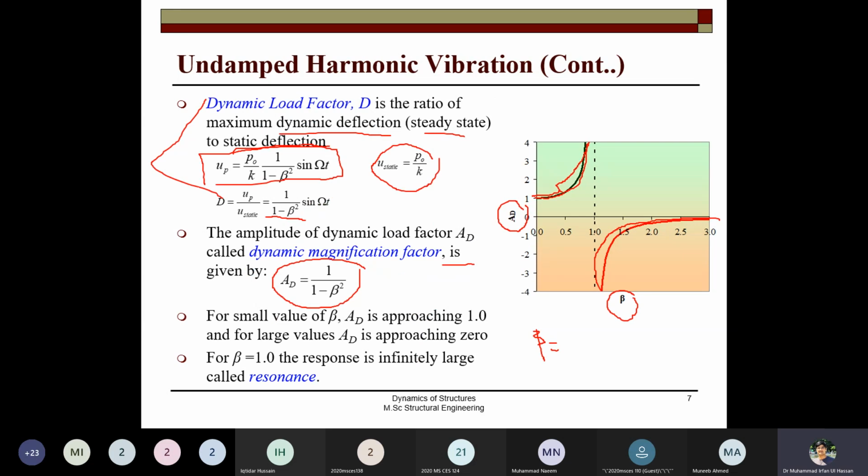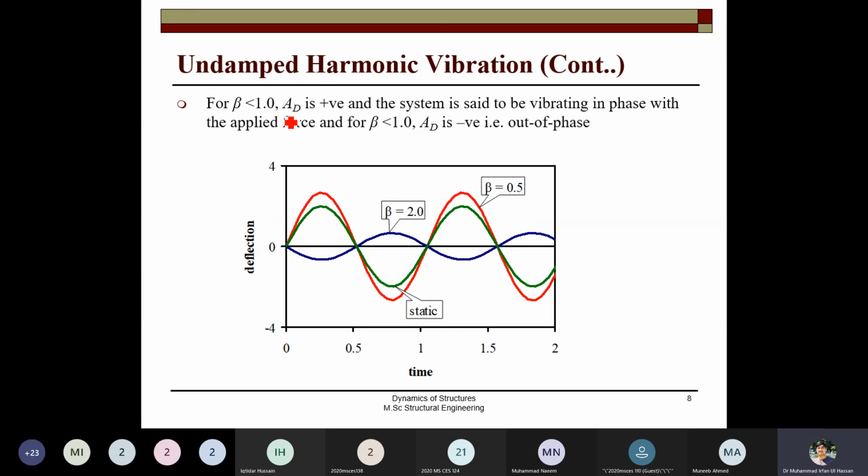So now you can see that when beta is less than 1, the amplification is positive and the system is said to be vibrating in phase. When beta is larger than 1, AD becomes negative and it is out of phase. You see that this is now the out of phase response. For beta less than 1, it is an in phase response. And the green color shows the static deflection. So in this way you can see the behavior of the system.